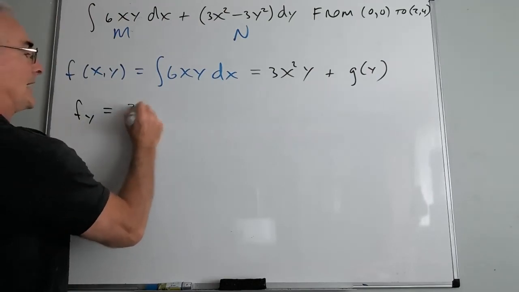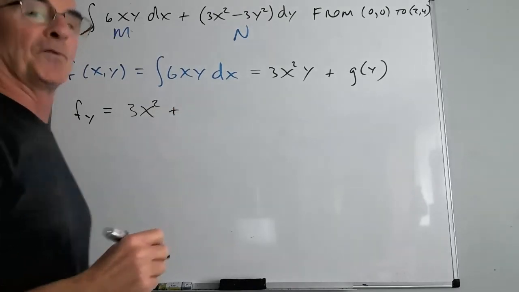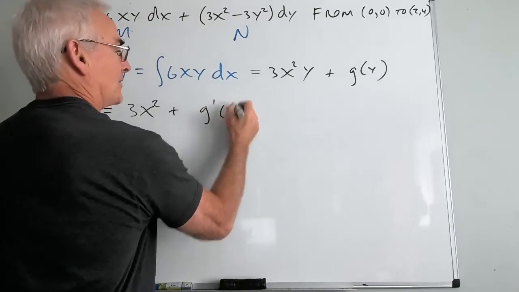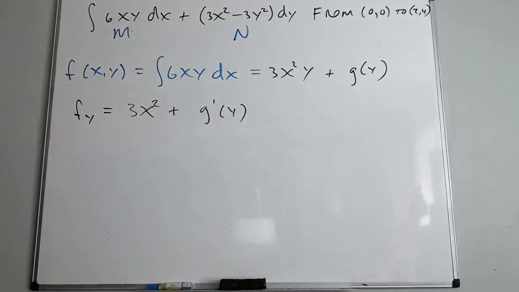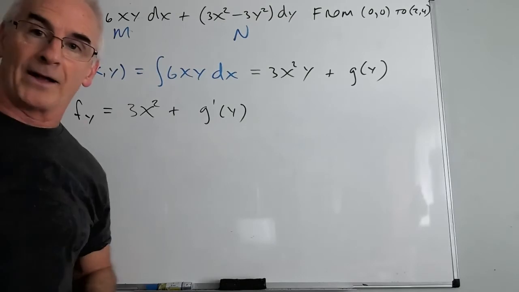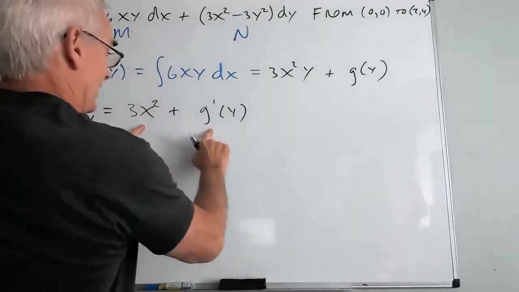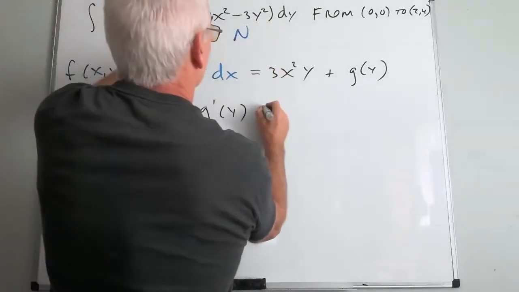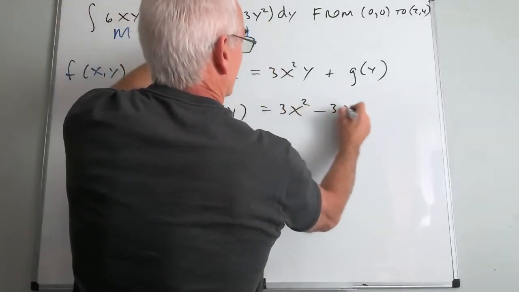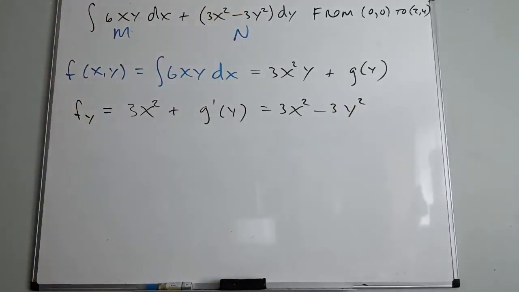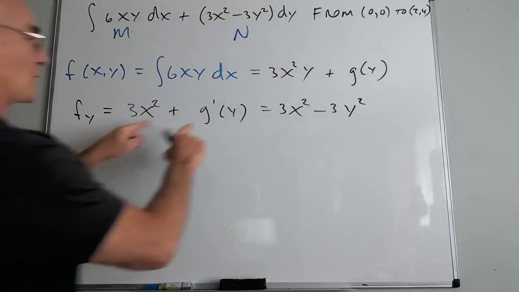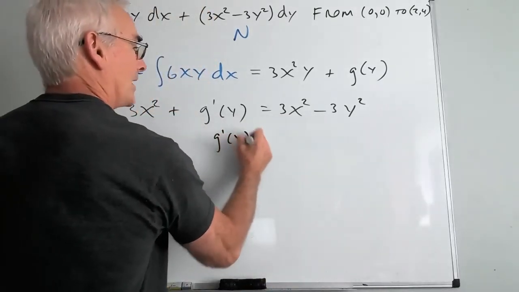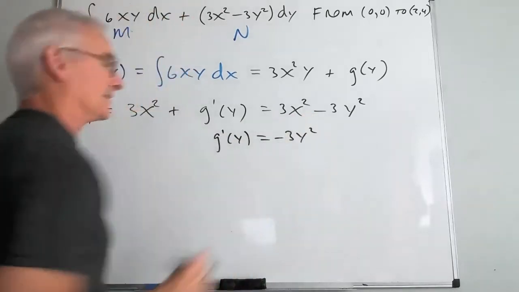3x squared. 3x squared. And when I differentiate g of y with respect to y, I simply get g prime of y. And by the way, that's not a partial derivative because g is only a function of y. Okay, now what do I do with this quantity? I now equate it to this quantity. Now I'm almost done. 3x squared plus this equals, okay, I'm pretty sure now I know that g prime of y must equal that.